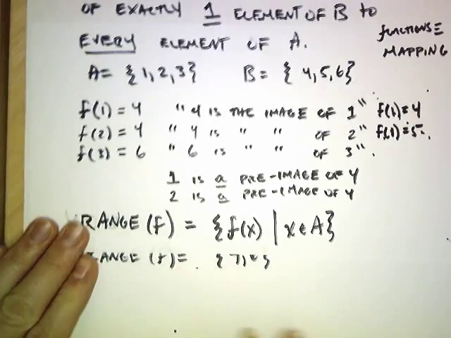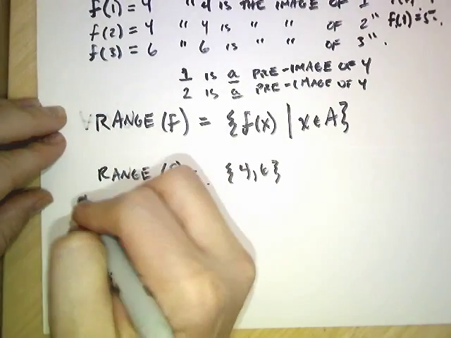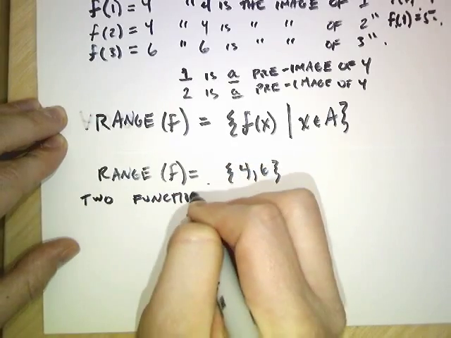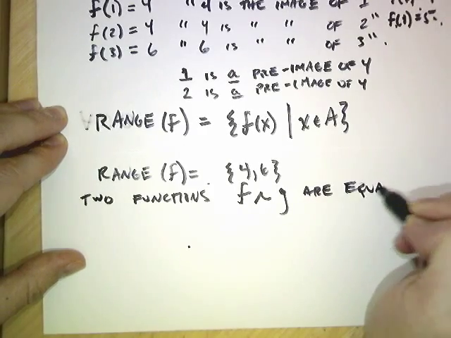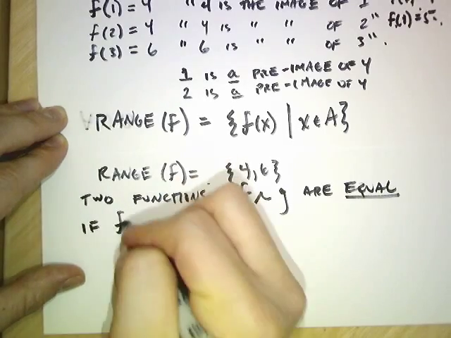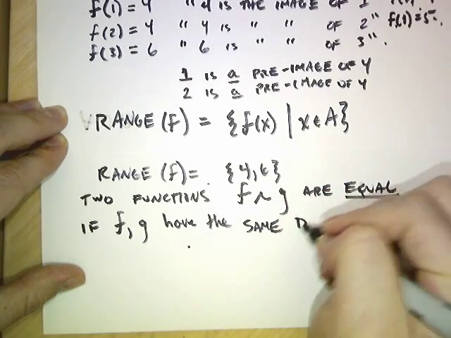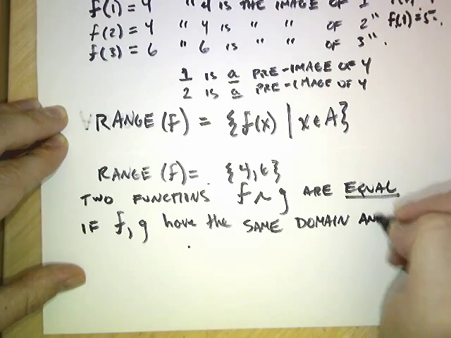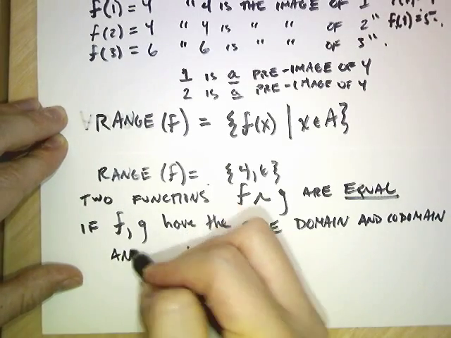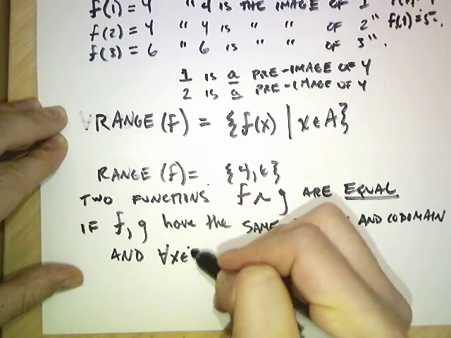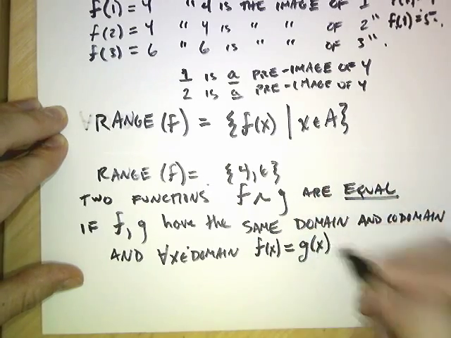We can also say that two functions f and g are equal if f and g have the same domain and codomain, so f and g have to have the same domain and codomain, and for all elements x in the domain, f of x should equal g of x.